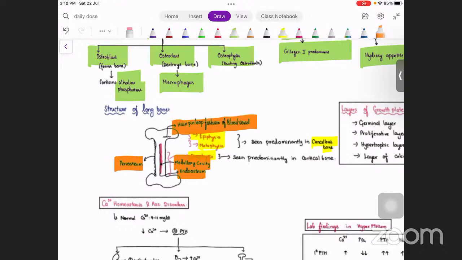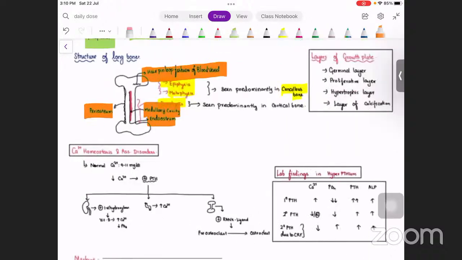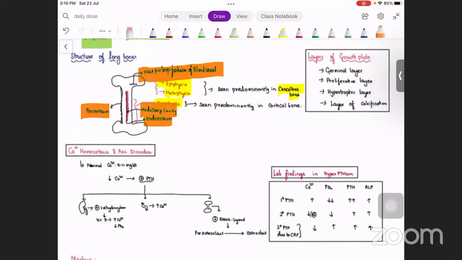Then you have the layers of the growth plate. Speaking about the layers of the growth plate, we have a germinal layer, proliferative layer, hypertrophic layer, and layer of calcification. Then you have calcium homeostasis, people.